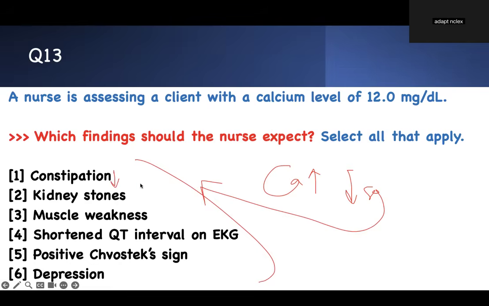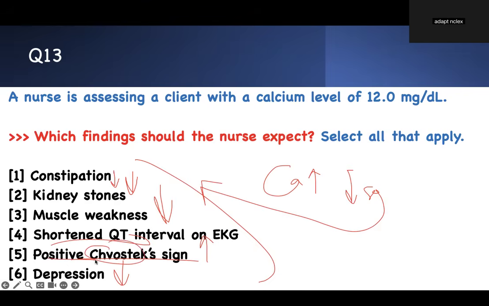Constipation looks like it's going down. Kidney stone looks like it's going down. Your muscle is weak, going down. QT shortening means it's short, going down. Mr. C, what is that? It's going up. Depression is going down. And therefore, what is your buzzword? What is your answer? You can see this.